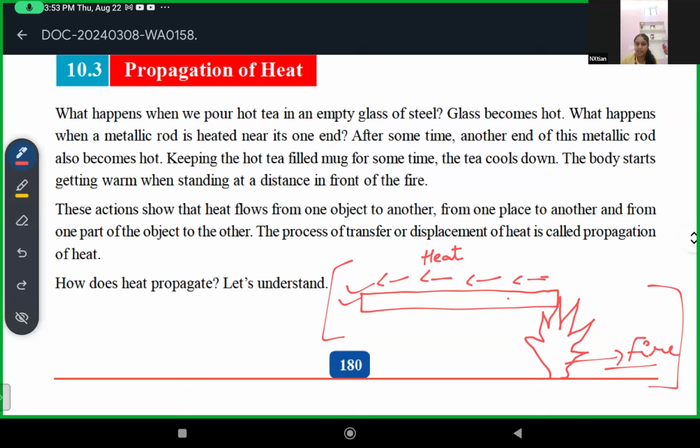Why? Because heat is moving from one object to another. Okay, like heat is traveling. So that is called propagation of heat. These actions show that the heat flows from one object to another, from one place to another, and from one part of the object to another.